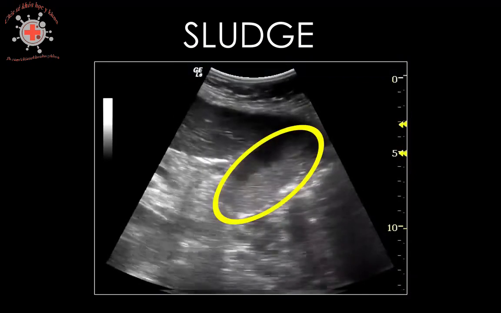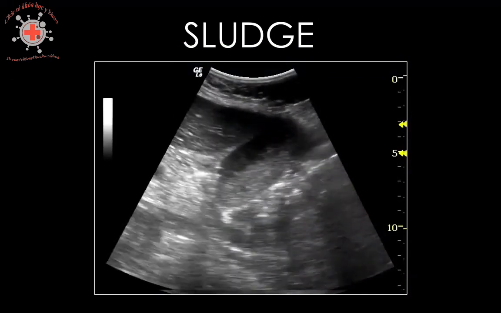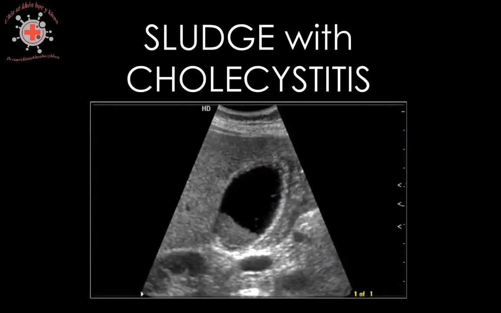Here is another case of biliary sludge. You can see the sludge laying along the floor of the gallbladder. In this case, sludge is easily seen near the neck of the gallbladder, but the walls of the gallbladder are also thickened from inflammation, so this patient has cholecystitis.